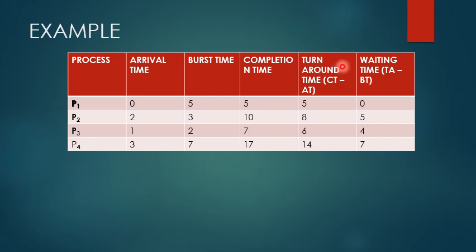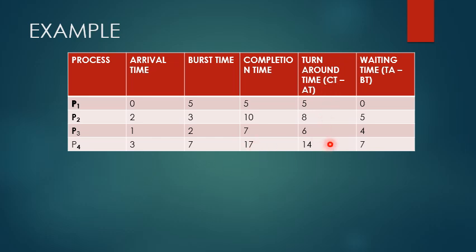As said before, turnaround time is the difference between the completion time and the arrival time, right? So we need to find the difference between them. 5 minus 0 is 5, 10 minus 2 is 8, 7 minus 1 is 6, 17 minus 3 is 4. Yeah, so 17 minus 3 is actually 14.